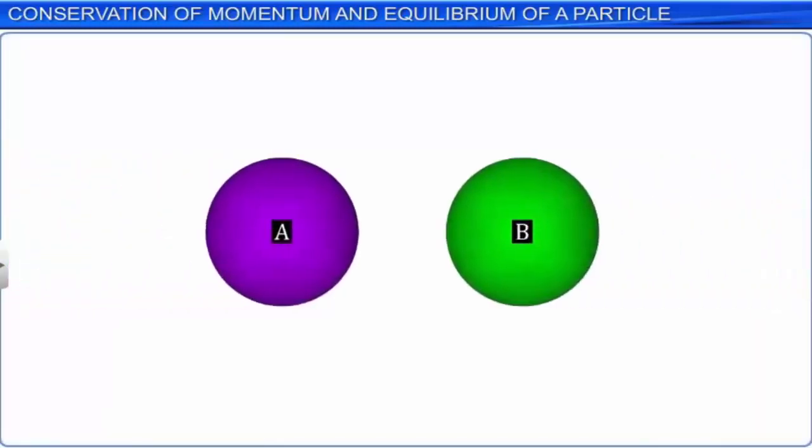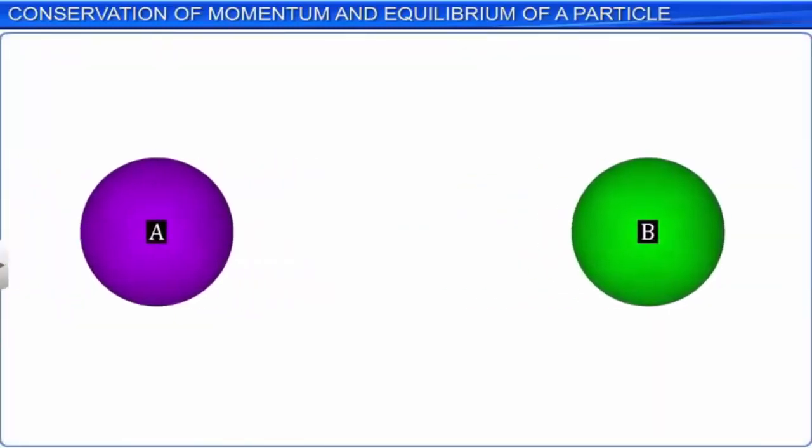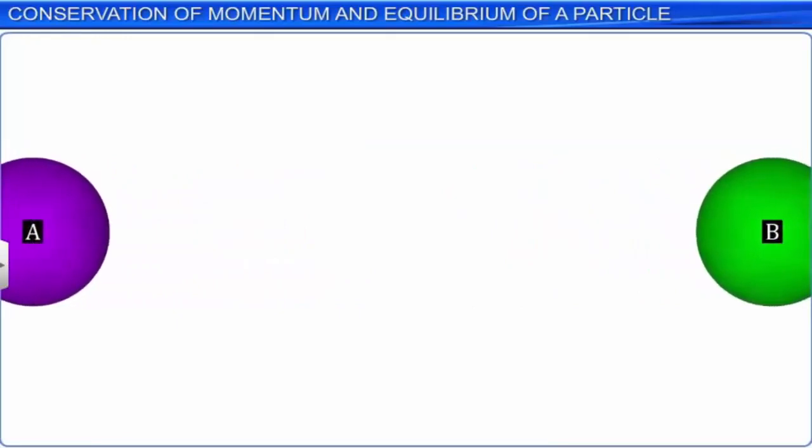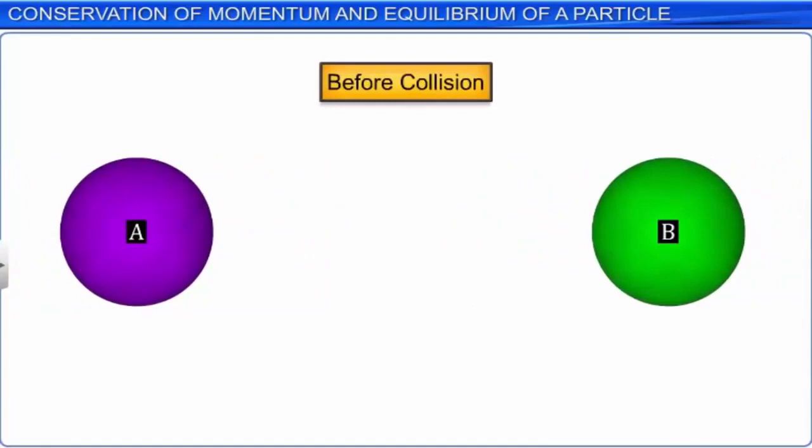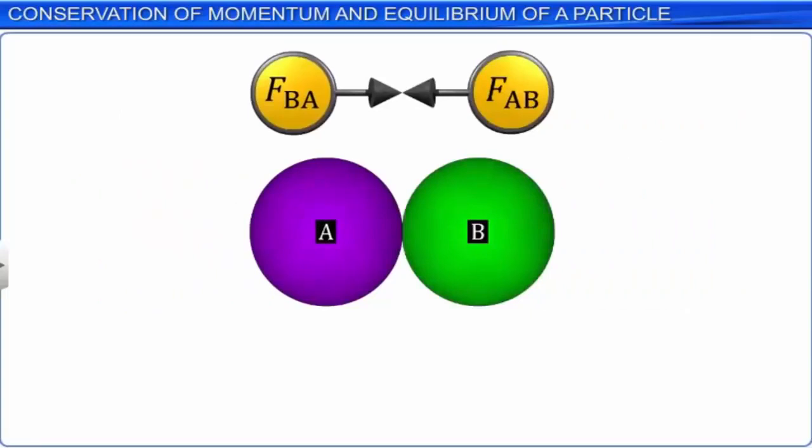Let us apply this law to the direct collision between two bodies. Let the initial momentum of A before collision be Pa, and the initial momentum of B before collision be Pb. When A and B collide, there are two forces created, one on each body, for the same interval of time delta t. Fab is the force on A by B, and Fba is the force on B by A. These two forces are equal in magnitude but opposite in direction.